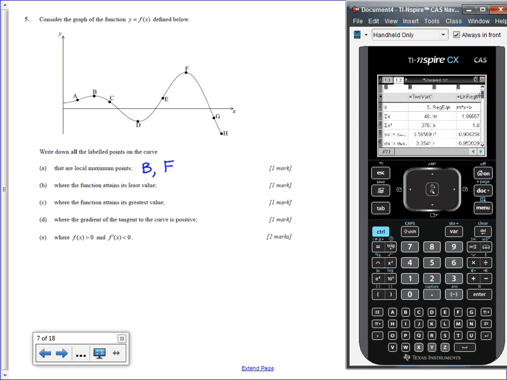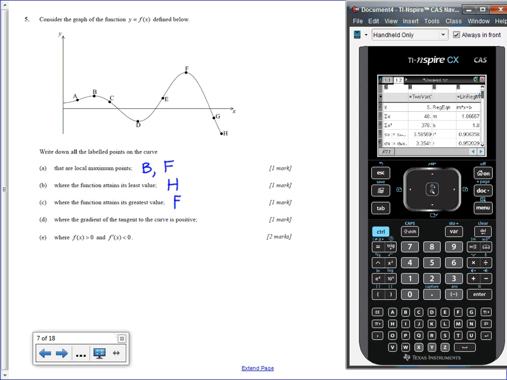For part B, write down all the labeled points where the function attains its least value. That is an extreme statement. That means the lowest value on this function. And this function doesn't continue past it to the left or past it to the right. The function is just what we're looking at here, and it attains its least value, meaning its lowest y value, its lowest function value, at H. The function attains its greatest value, so the y value is its absolute highest, at point F.